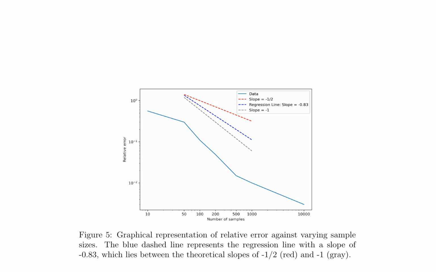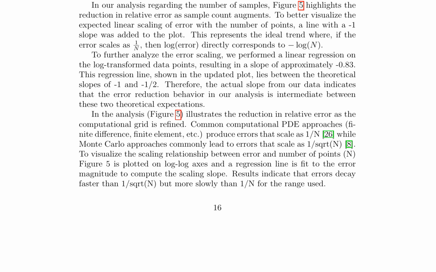Common computational PDE approaches, finite difference, finite element, etc., produce errors that scale as 1/n, while Monte Carlo approaches commonly lead to errors that scale as 1/sqrt(n). To visualize the scaling relationship between error and number of points, n, Figure 5 is plotted on log-log axes and a regression line is fit to the error magnitude to compute the scaling slope. Results indicate that errors decay faster than 1/sqrt(n), but more slowly than 1/n for the range used.